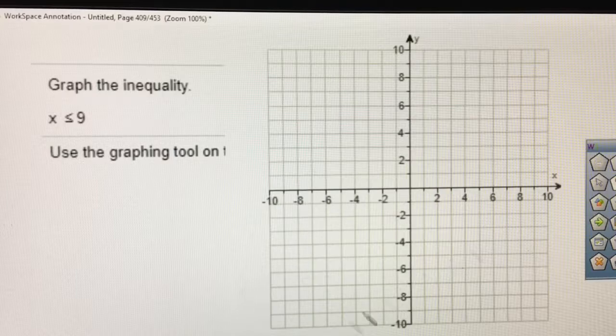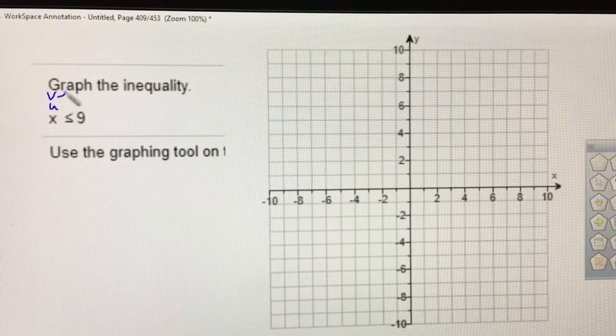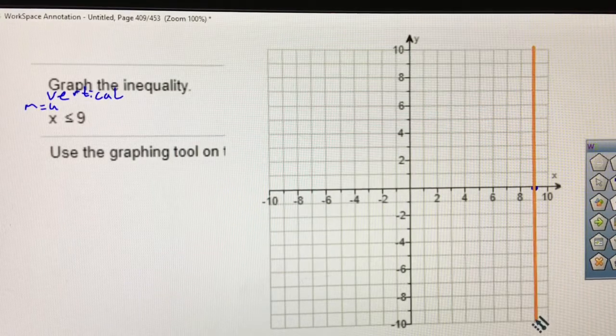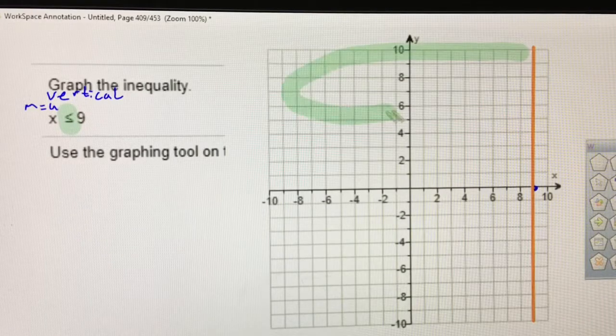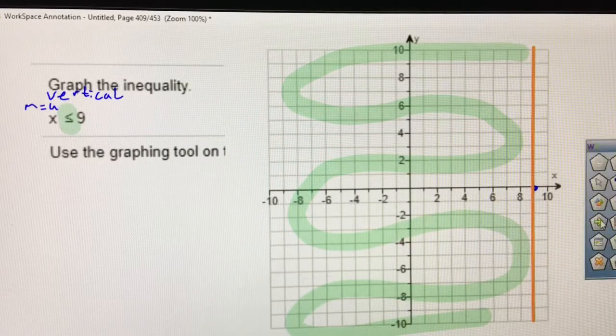This is a Vux problem from Vux Hoy. So notice it's an x, so I imagine that the word Vux is there. So Vux, that means it's a vertical line whose slope is undefined at x equals 9. So I go over to 9, I place a dot, and it's a vertical line. So I'm going to do my line tool, and I'm just going to go straight up and down. Now it asks me to shade, and the arrow is pointing to the left. So I'm going to shade everything to the left of that vertical line.